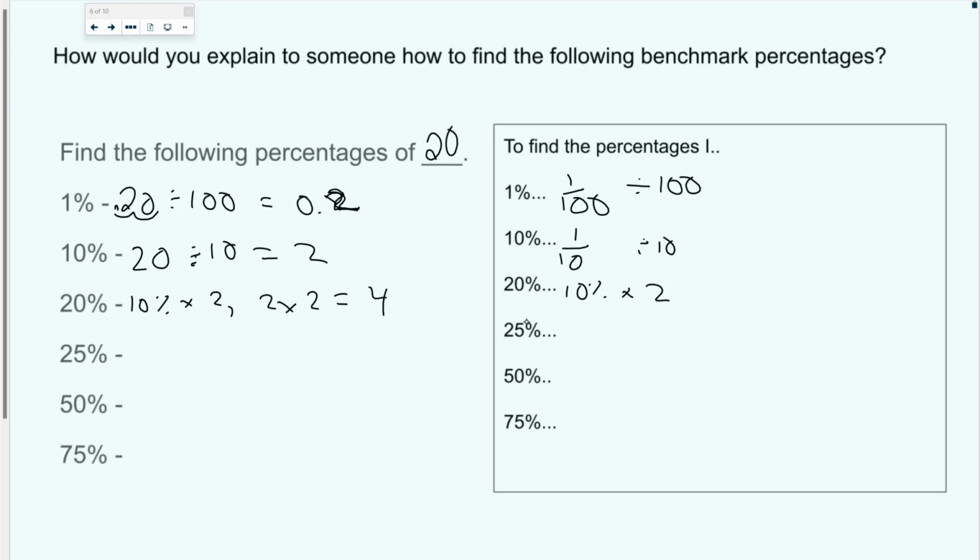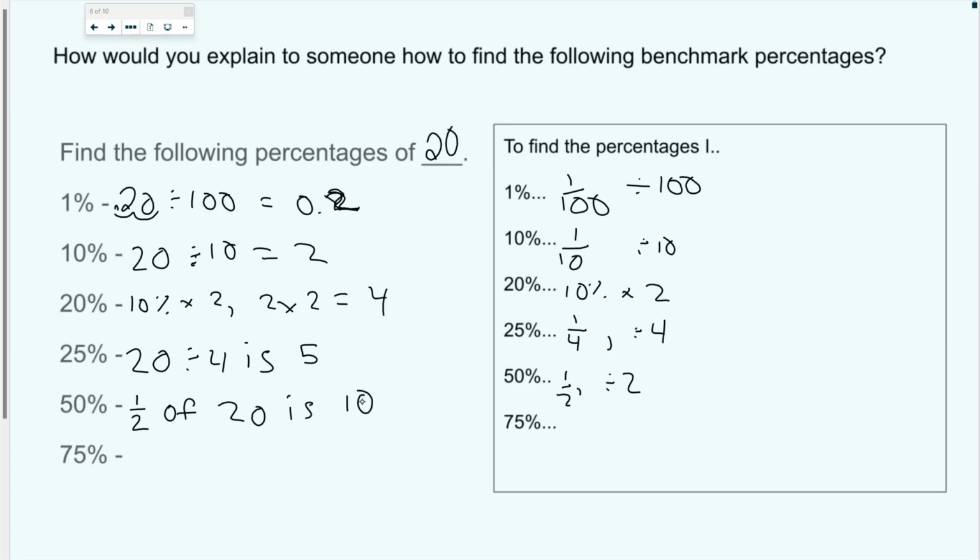Now let's do 25%. We know that 25% is a quarter, so we're going to divide by 4. 20 divided by 4 is 5. So a quarter or 25% of 20 is 5. Now let's do 50% or 1/2. Again, 50% is equal to 1/2, so we divide by 2. So half of 20 is 10, or 20 divided by 2 is 10.